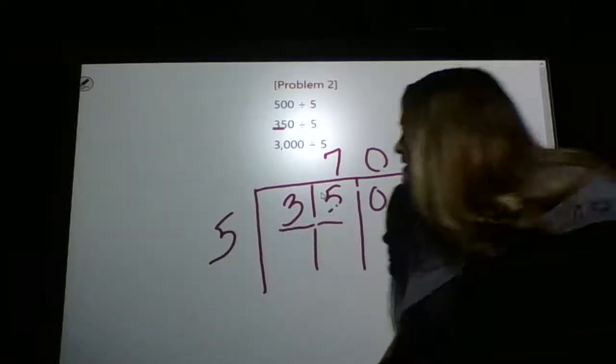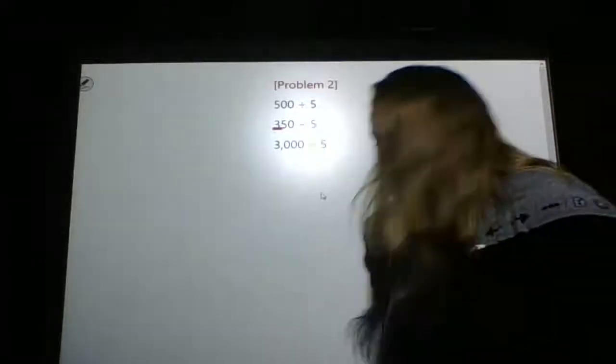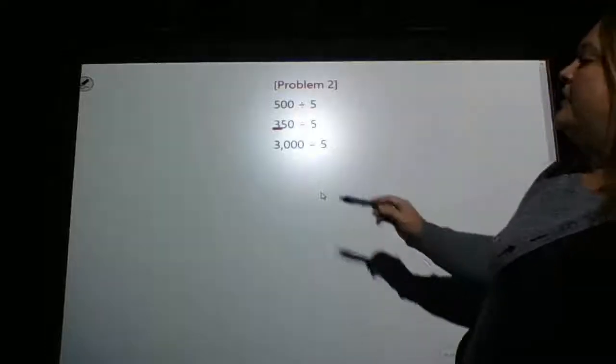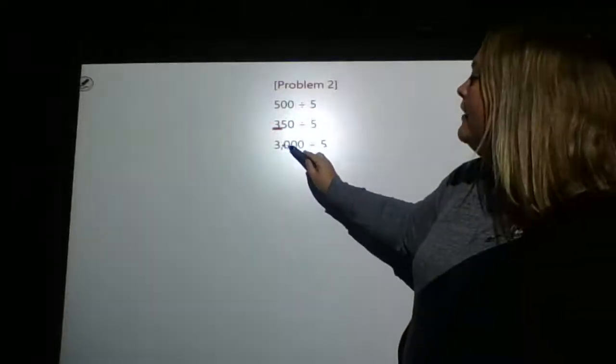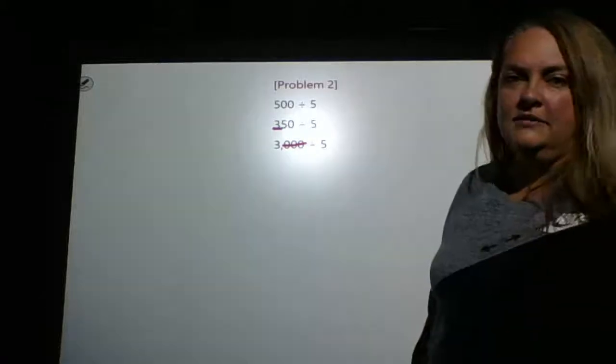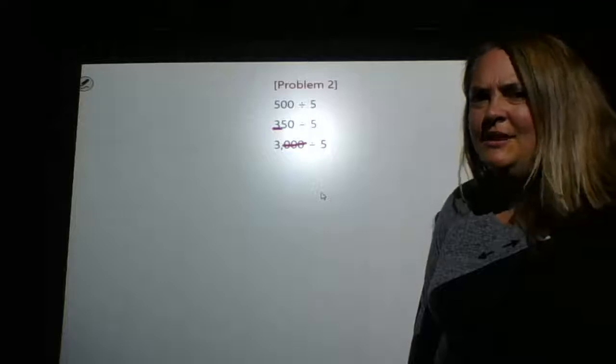All right, let's look at this last one, this 3,000. Let's try to get back on this. Let's see what happens. Ready? So if I say, get back zeros, say it. All right, I get rid of all those zeros, and I'm left with 3 divided by 5. Does that make sense to you? That doesn't make sense to me.